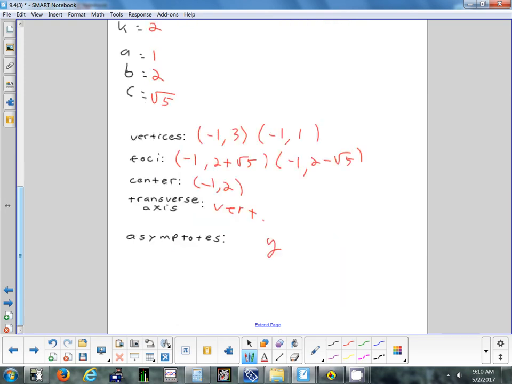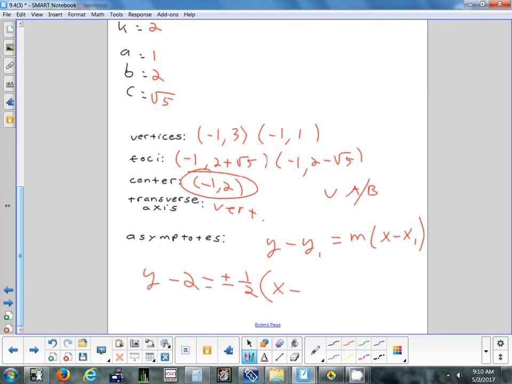Okay, and the asymptotes, think of it like this. Y minus y1 equals m times x minus x1. That's the format from like algebra 1. So it's y minus, and remember, the line goes right through the center. That's your coordinate. So it's y minus 2 equals. Now your slope when it's vertical, vertical is a over b. So what's my slope? Plus or minus a half. X minus, what's the x coordinate that this point goes through? -1. So it becomes a plus 1. If you wanted that in y equals mx plus b, you could distribute and then add 2. But there's no need to.